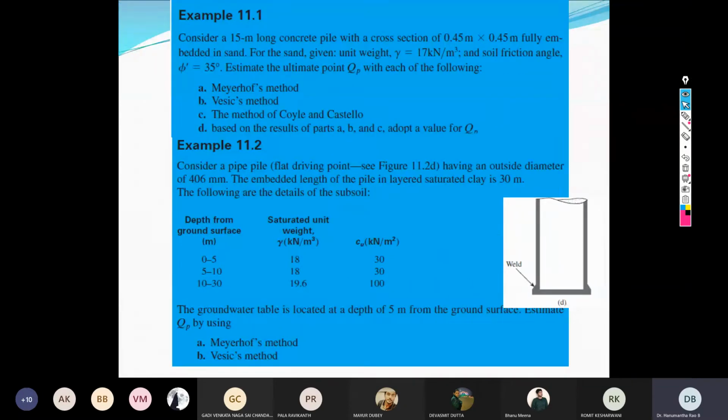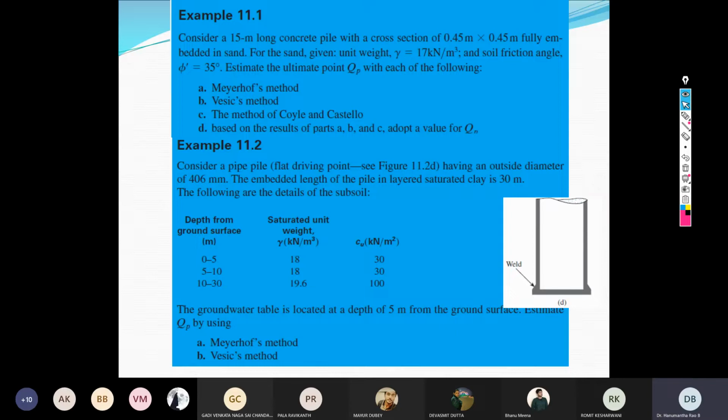So please everyone note down this sum. Consider a 15-meter long concrete pipe with a cross section of 0.45 meter by 0.45 meter fully embedded in sand. For the sand, given unit weight gamma is 17 kilonewton per cubic meter and the soil friction angle is 35 degree. Estimate the ultimate point bearing capacity QP with each of the following methods: Meyerhof method, Vesic method, the method of Coyle and Castello, and based on the results of the parts A, B and C, adopt a value for QP.